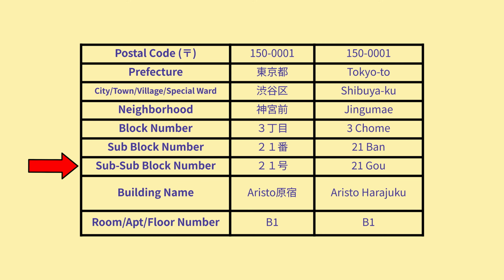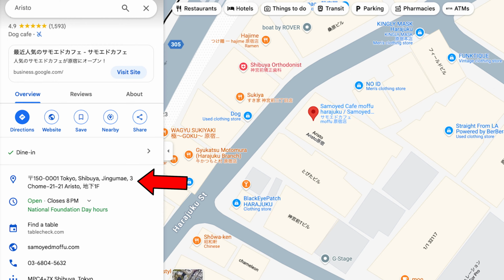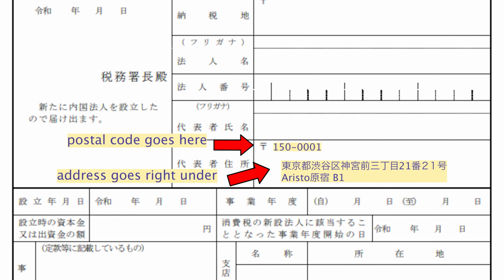To complete the address for apartments or commercial buildings with multiple tenants, you add the building name and floor or room number. In this case, the building's name is called Aristo Harajuku, and the cute fluffy Samoyed dogs are in the basement, B1. The postal code is not attached to the address like it is in the West. If a form asks you to write it down, it's usually in a separate box preceded by the Japanese postal symbol, which is a T with a line on top.